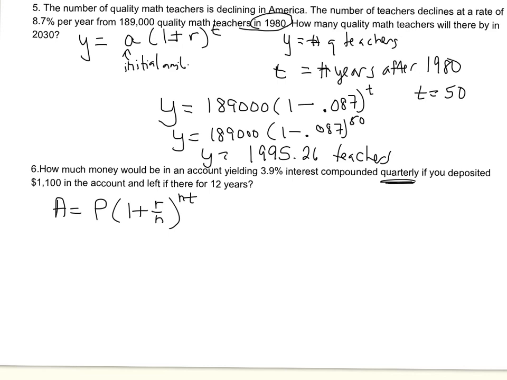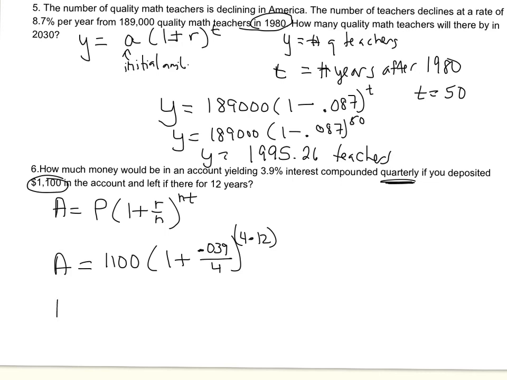So we want to know how much money is going to be in this account. So we want to know A, if we invest, our principal is 1,100 because that's how much we start investing, times 1 plus the rate. Now our rate in this case is 0.039, divided by compounded quarterly, so there are 4 quarters in a year, so over 4, to the power of n, 4 times 12.